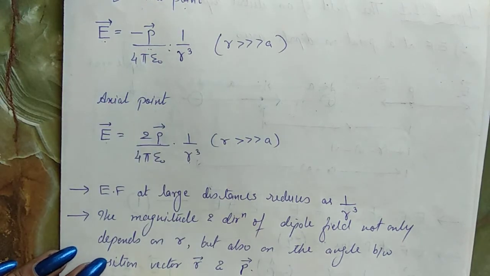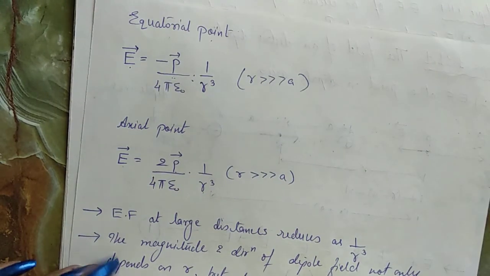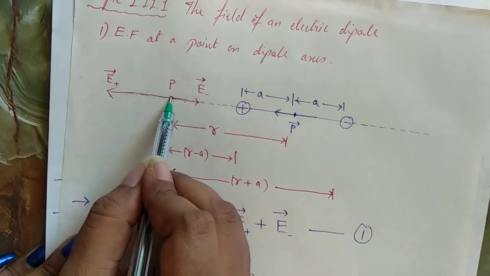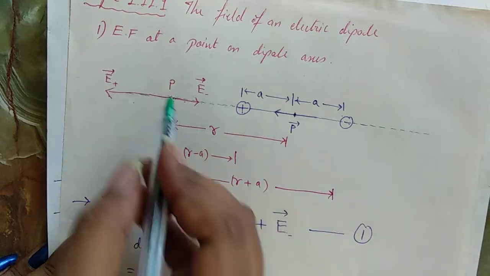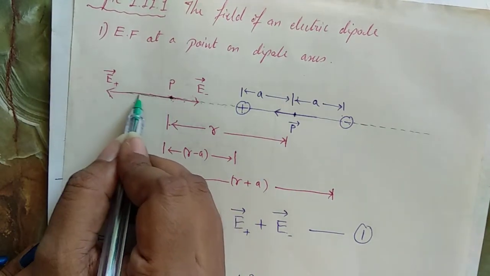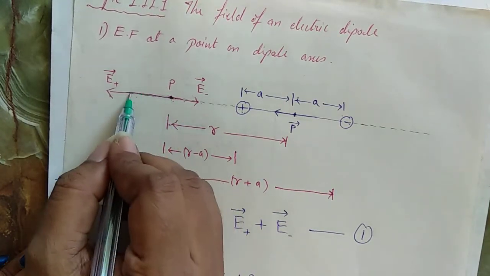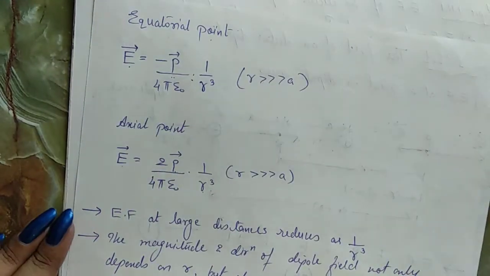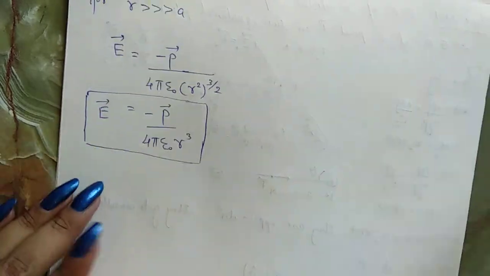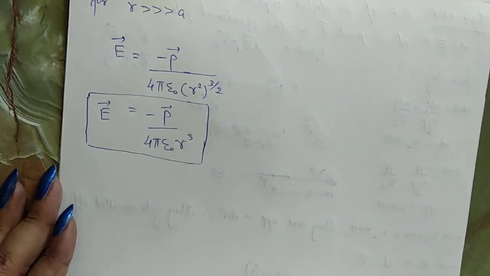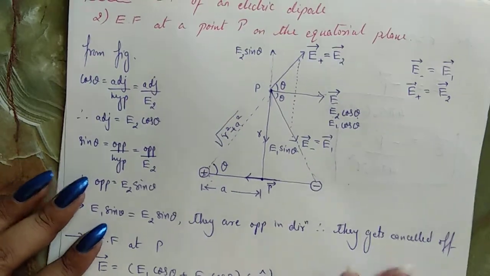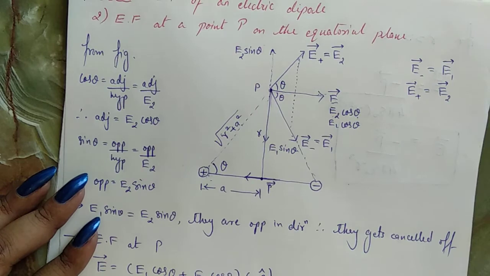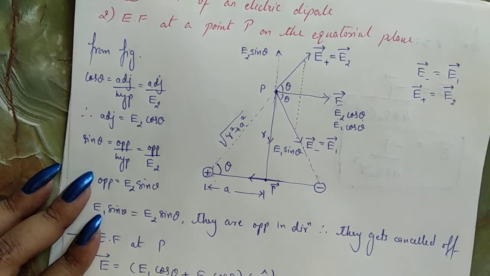If you see from the figure, this resultant field at point P, in the case of axial field, it will be in this direction. And this is similar to the direction of the dipole. Whereas if you see in the case of equatorial point, both are in opposite direction. Just see here, this is the direction of the dipole and this is the direction of the electric field. So both are in opposite direction.